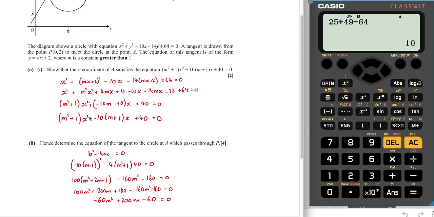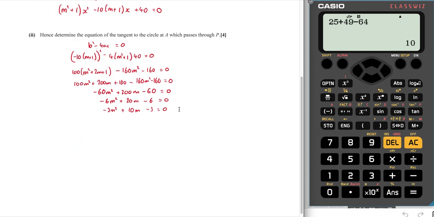That's equal to 0. It's not going to divide by 60, we're not that lucky, but it will divide through by 10, so minus 6m squared plus 20m minus 6 is 0, and it will divide through by 2, so minus 3m squared plus 10m minus 3 is 0. Let's flip all the signs around just because it's going to make things a smidge easier for myself. So I'm going to have 3m squared minus 10m plus 3 is 0.